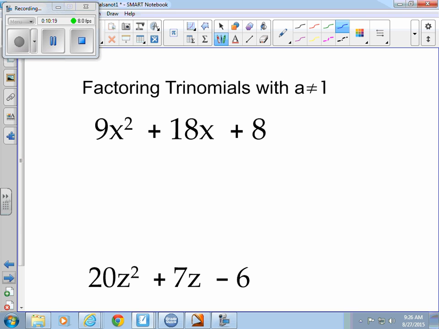What are the factors of 9? What could be our numbers in the front? 3 and 3, and 1 and 9. What are our factors at the end?